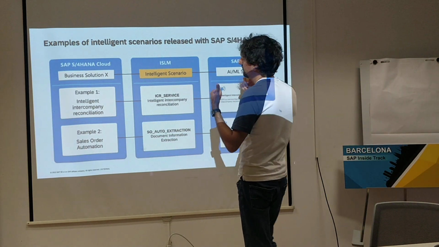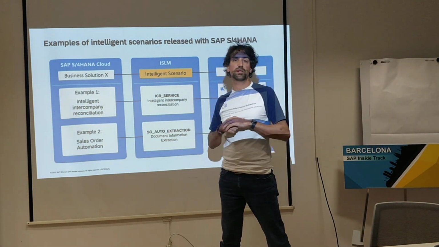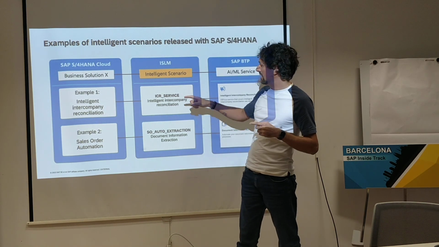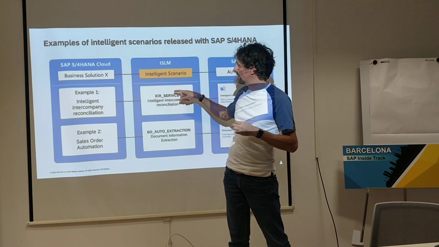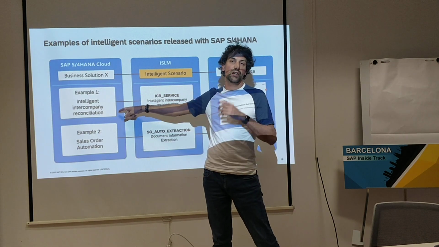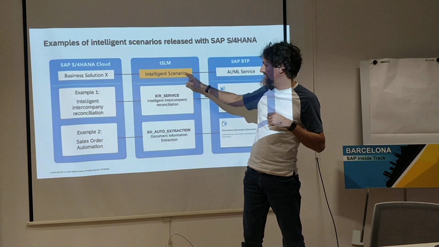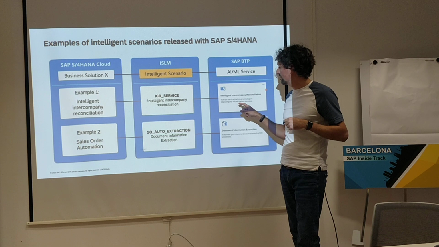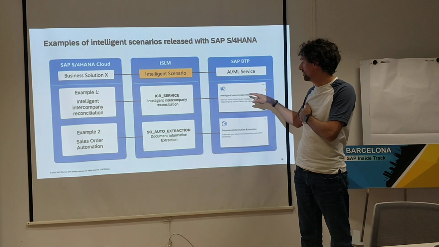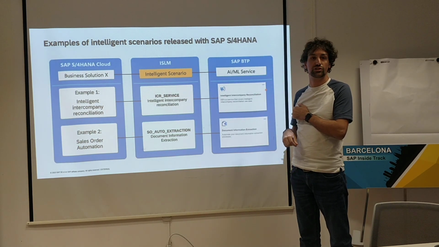Examples. We have a scenario called Intelligent Intercompany Reconciliation. This scenario is using an intelligent scenario. We have an application in S4HANA which is consuming the intelligent scenario, which is connected to a service in BTP, also called Intelligent Intercompany Reconciliation.